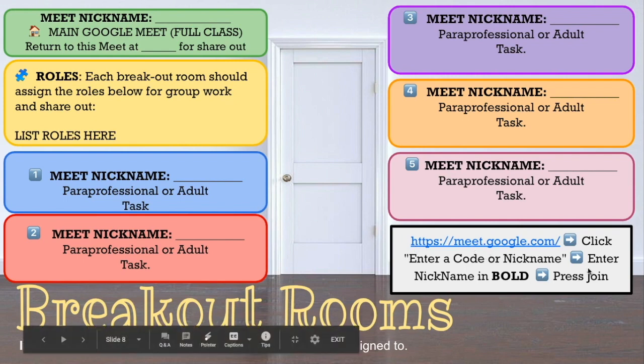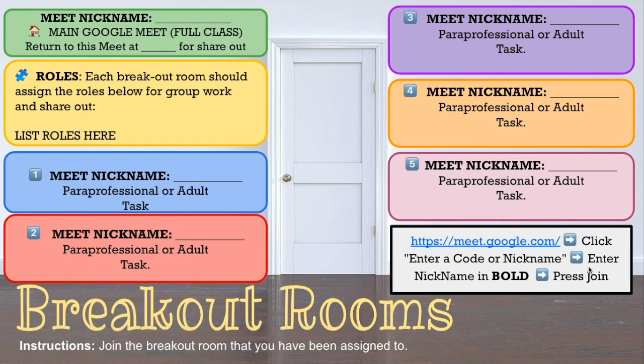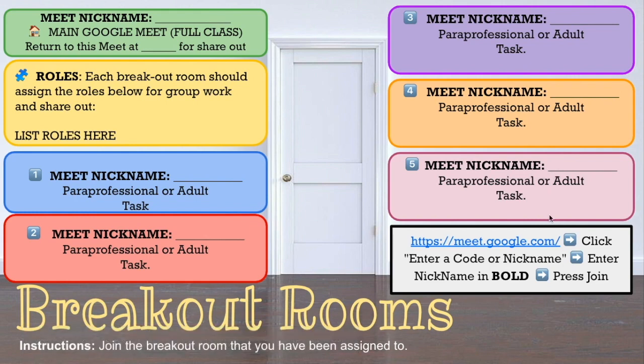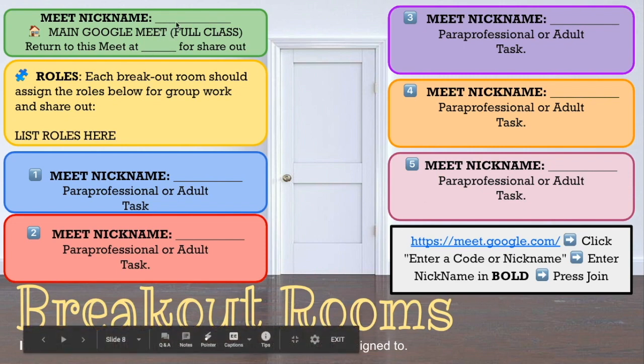And then in the white box down here, I just put down the directions for how a student would get into a Google Meet or get into the breakout room, which would be going to the main Google Meet site, pressing enter a code or nickname, and then they would enter the nickname that's associated with their breakout room up here, and then they would press join, right? And then when it was time to go back into the full group meet at whatever the designated time is up here, they would just do the same thing, but type in the meet nickname for the main Google Meet.